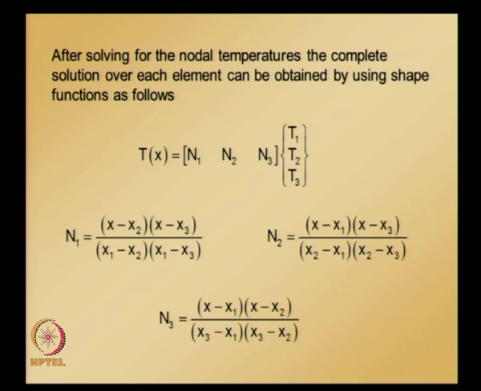And for a 3 node quadratic element, we can derive these shape functions N1, N2, N3 using Lagrange interpolation formula. So, this is required for post processing. Once we get the nodal temperatures at all nodes, to get the complete solution over the element, we need to do this kind of interpolation.